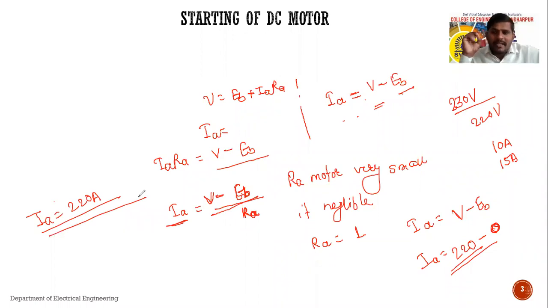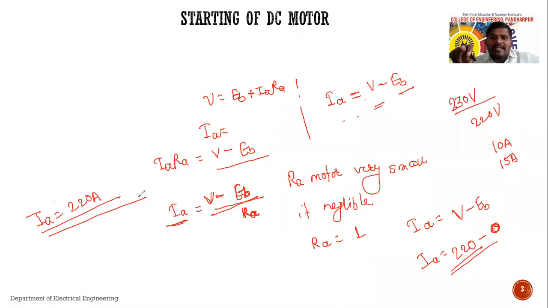Okay, see what I am telling. I have told one equation, that is IA equals V minus EB divided by RA. So the value of armature resistance is nearly equal to less than 1, or if we consider it nearly equal to 1, then the equation becomes IA equals terminal voltage V minus EB. If we directly connect the motor to the supply, that means we are giving a supply of about 220 to 230 volt. So see, at the time of standstill condition, the back EMF of the motor is nearly equal to zero.